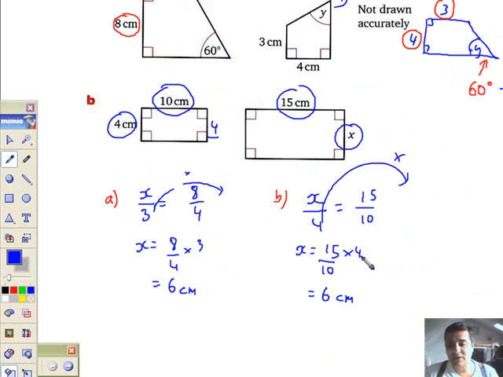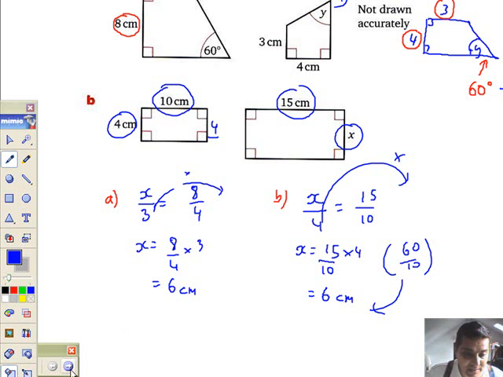I could have said, of course, 15 times 4 is 60, 60 divided by 10. So I could have said that, couldn't I? 60 over 10 is still 6 anyway. So that's that. That's question 4A and B done.